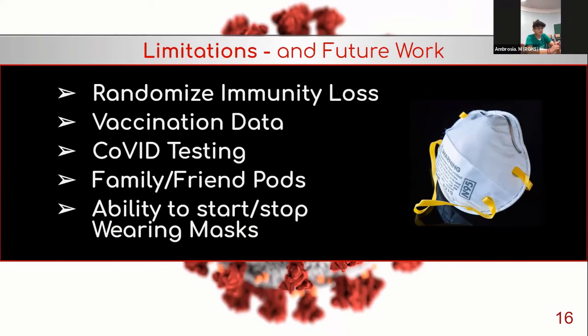Now, there were some things we weren't able to add into our model because of the time frame and having to learn the code in the first place in the beginning of the year, like the ability for people to keep or lose their immunity after a certain period of time, so that we could make our model more realistic by making immunity loss more random, like how it is in the real world.